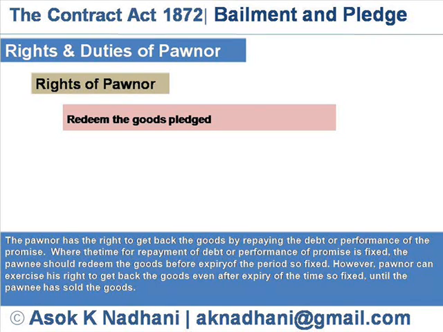Redeem the goods placed. The pawnor has the right to get back the goods by repaying the debt or performance of the promise. Where the time for repayment of debt or performance of promise is fixed, the pawnor should redeem the goods before expiry of the period so fixed. However, pawnor can exercise his right to get back the goods even after expiry of the time so fixed until the pawnee has sold the goods.